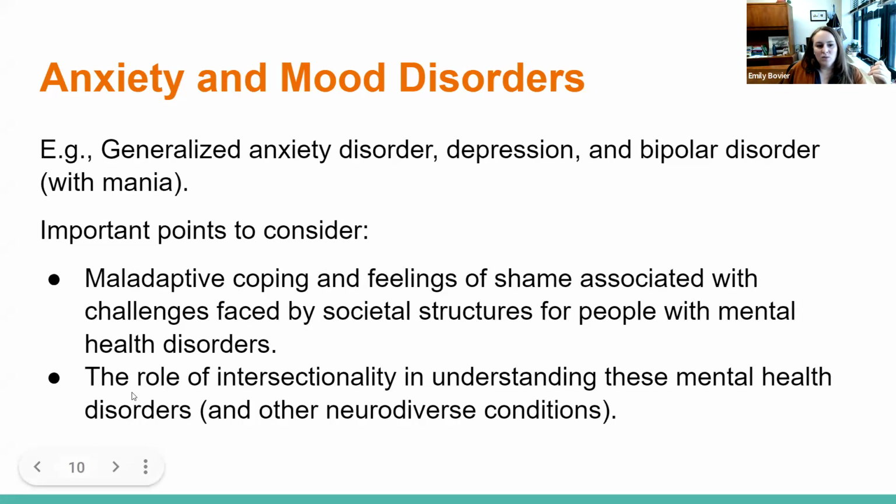So it's also important to consider the role of intersectionality in terms of understanding these mental health disorders. So again, a neurodiverse status, whether you identify as neurodiverse or neurotypical, does not occur in isolation. So we have to consider the effects of race, ethnicity, past trauma, gender, sexual orientation. There are many aspects that intersect with neurodiversity.